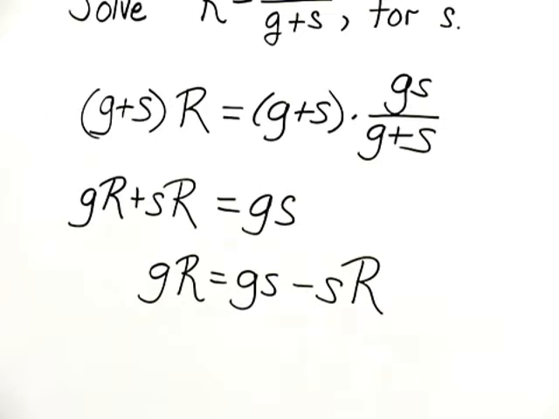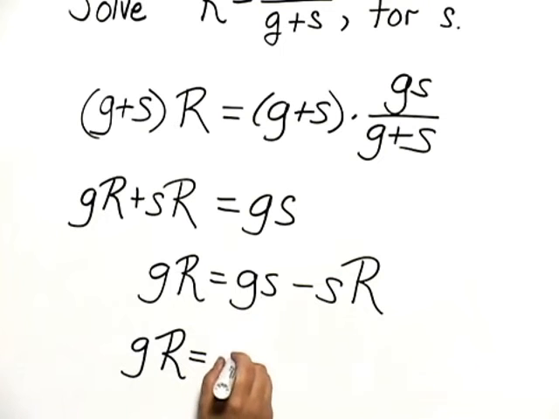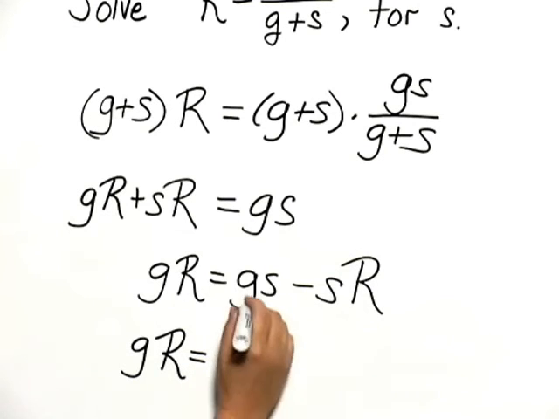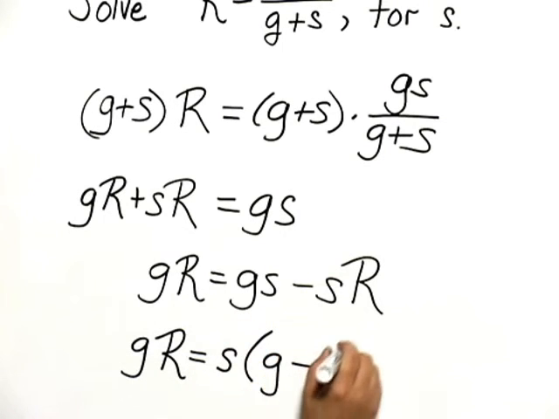The next step is one of the most important steps and easily forgotten, and that is to factor the s. Usually, once the s is factored out, we can see what to do next. So let's factor the s out, and we're left with g minus r.